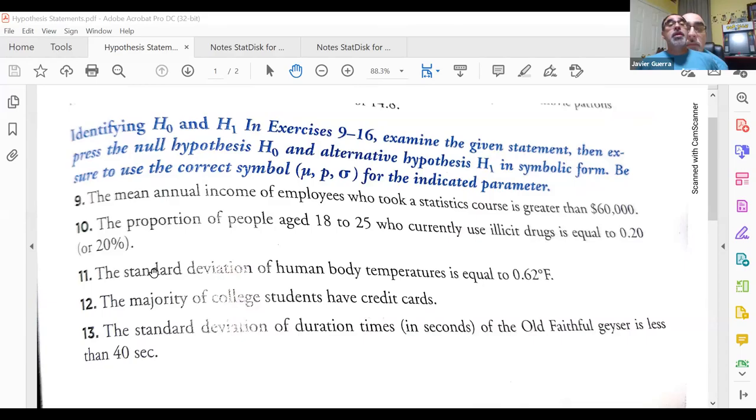So let's figure out who can tell me the symbol. Are we using the mu, the p, or the sigma for our statements? You have to read the problem carefully and figure out, am I using the mu, the p, or the sigma? Which one am I going to use for number nine? First, second, or third? What word told you to use that symbol?